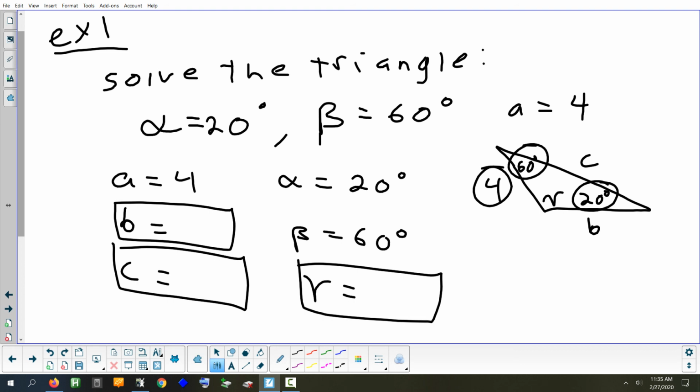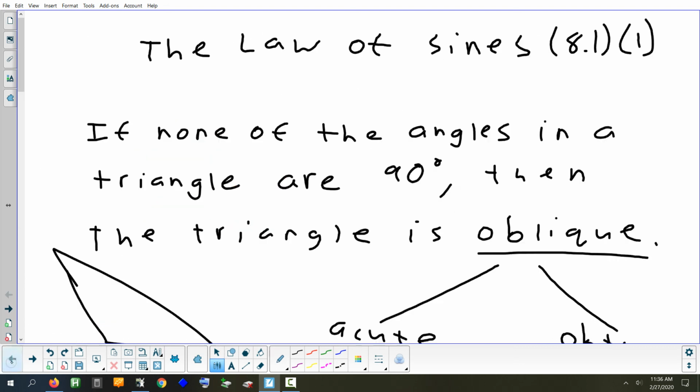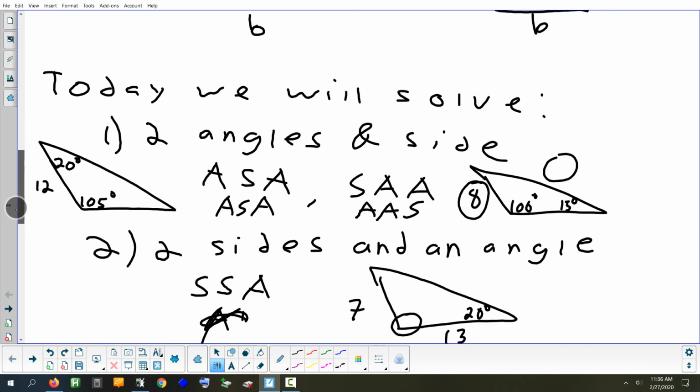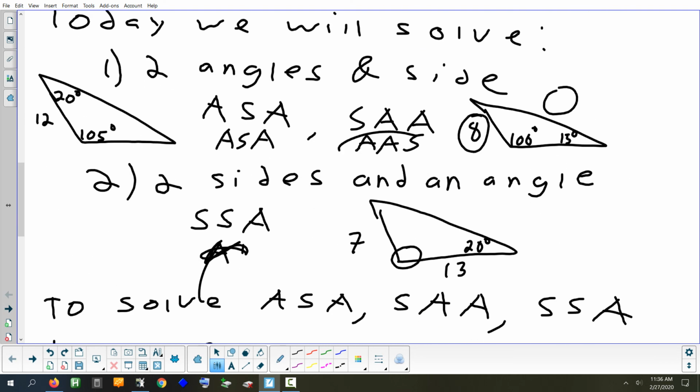SAA, or side-angle-angle. You know a side, and you know two angles. The side that you know is not the one connecting the angles. That would be side C. So angle, angle, side. If you go back in your notes and look, angle, angle, side is definitely one of the three that you should use law of sines for.